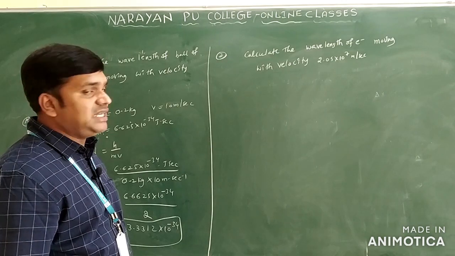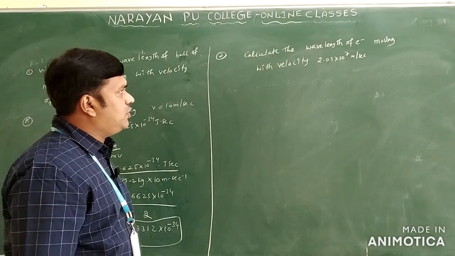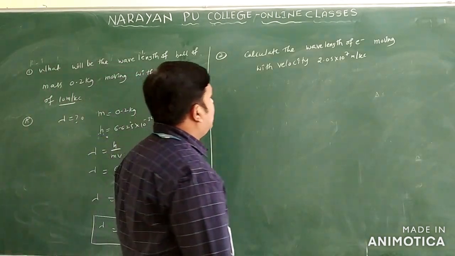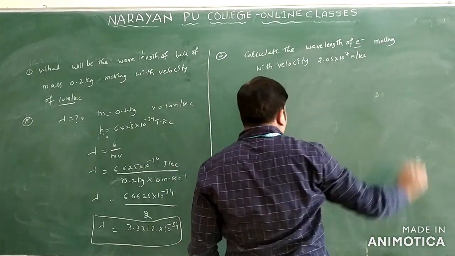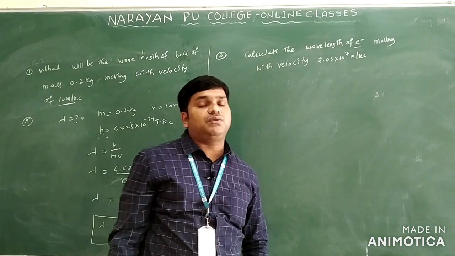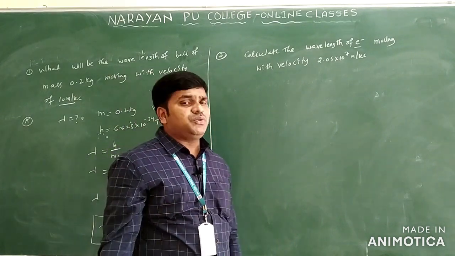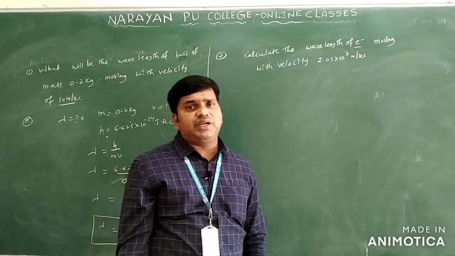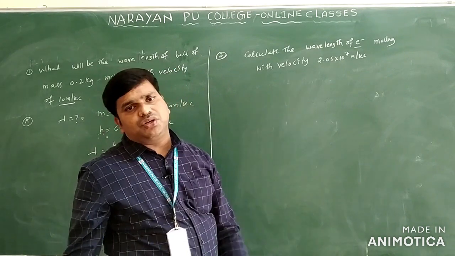What is given? Velocity given 2.05 into 10 power 7 meter per second. What you can take here? You can take the mass of the electron only. Mass of electron is 9.1 into 10 power minus 31 kilograms only. And the h value you can take 6.625 into 10 power minus 34, and you can solve this question.